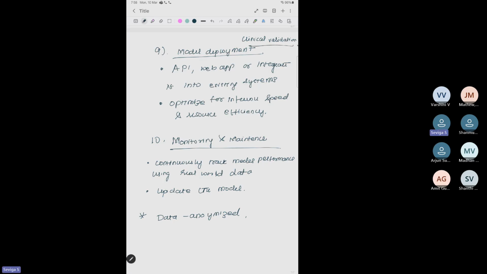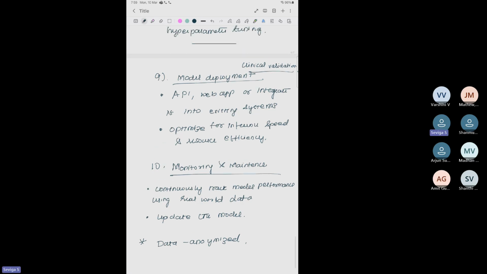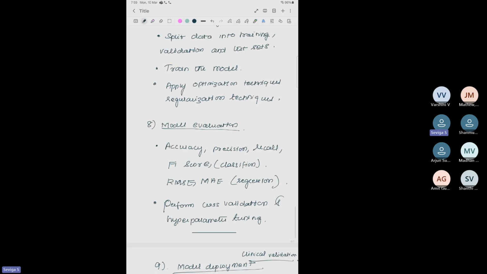Any questions so far? Do you have any questions? If you have any questions regarding the project or selection of the project, you can ask in the group or you can ask me. Also, I can ask Dr. Akila to help you in the projects. Any questions? So there are 10 steps in it.